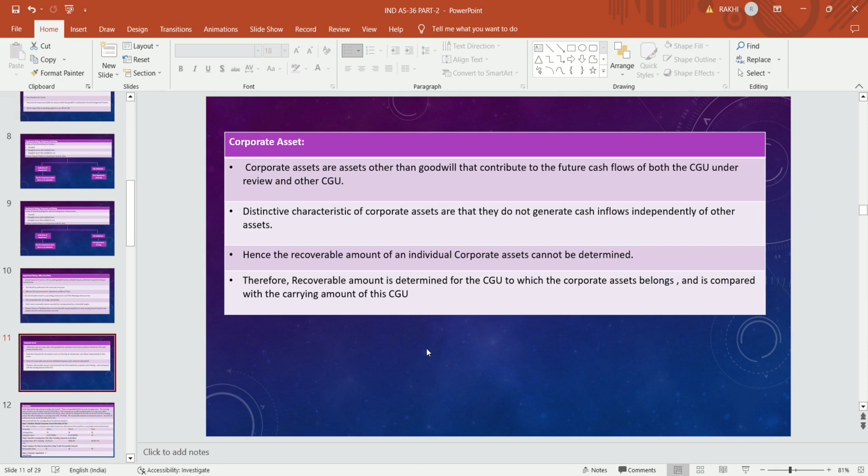Like, if there are 5 or 6 cash generating units and one corporate asset, that corporate asset is allocated to those cash generating units. Then the recoverable amount is to be determined as a whole for the cash generating unit to which the corporate asset belongs, and it is compared with the carrying amount of that CGU.